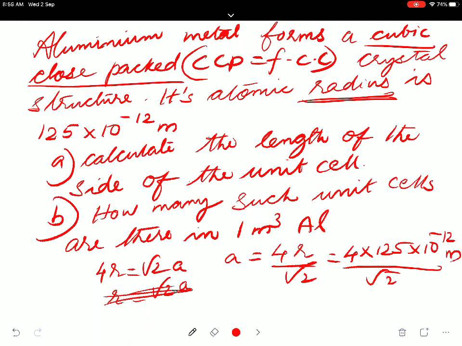Now once you get A, then A cube will be the volume of the unit cell. So here a big volume is given, 1 meter cube. 1 meter, you know, meter scale used in the cloth shops to measure the cloth. So in 1 meter cube of aluminium, this bigger volume is given, and the unit cell volume you can calculate. This bigger volume divided by unit cell volume, you can get the number of unit cells. Okay, thank you. Time is over.